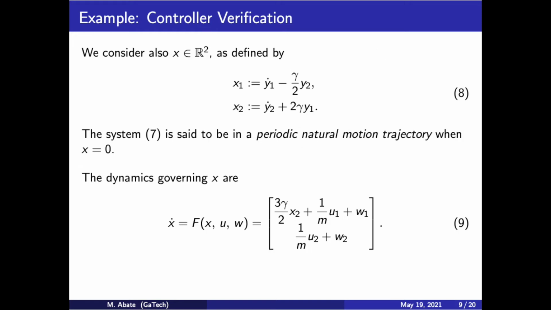Okay, so safety for our spacecraft system is going to be defined in terms of distance to what is called a periodic natural motion trajectory. Okay, so consider for a moment the definition of x given by equation 8. The system is said to be in a periodic natural motion trajectory when x is equal to 0, and in this case, your state, y, which lives in 6 dimensions, will make closed periodic orbits around the origin of the state space. Okay, and the non-deterministic nature of the system actually prevents you from maintaining a single natural motion trajectory while in orbit for all time.